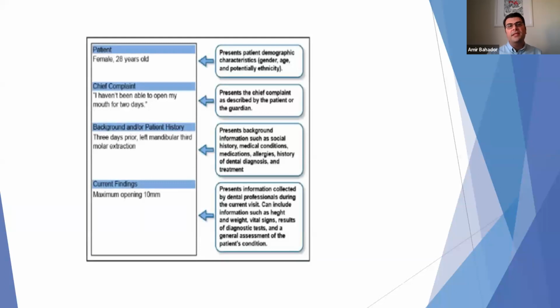And again, for the case-based scenarios and questions in the clinical part of the exam, you will have some charts for patients: patient information, chief complaint, background, patient story, and current findings. And as I told you before, there are two types of these questions. Some of them have just one question about the case, and some of them have 3, 4, or 5 questions about the case.